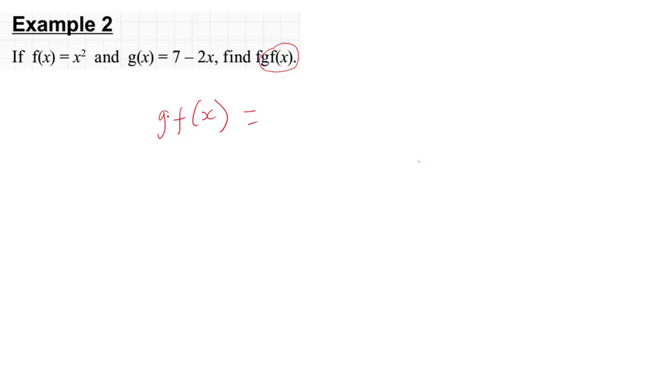So now you start with g first. So g is basically 7 minus 2x. So it's 7 minus 2x. But where x is the input, x squared, the f becomes the input now. So it's going to be 2 times x squared. Okay. So that is g f of x, which is that.